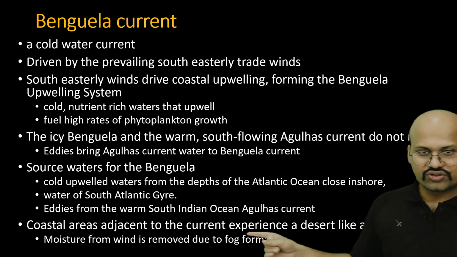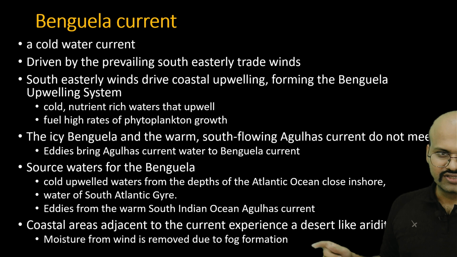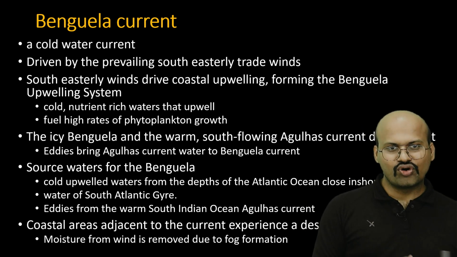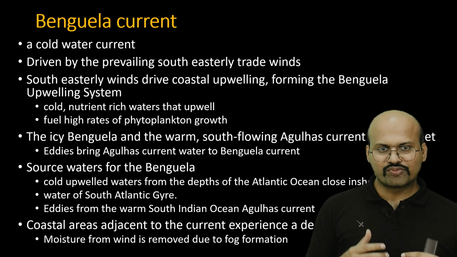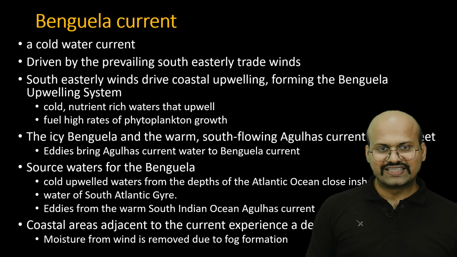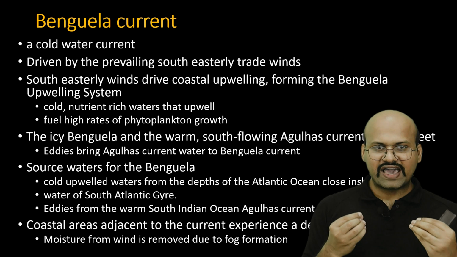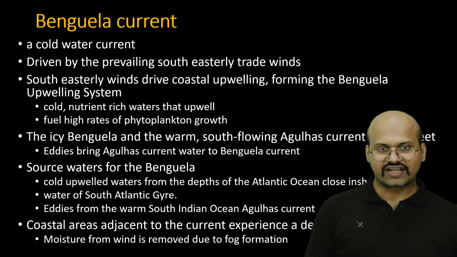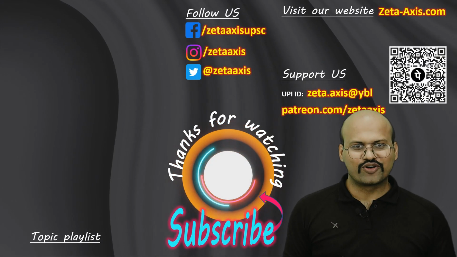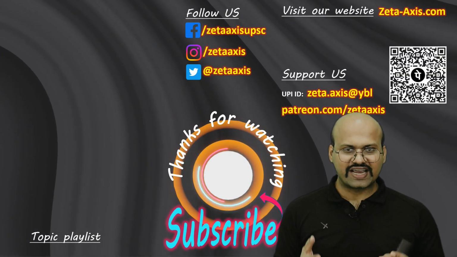Coastal areas adjacent to the current experience a desert-like situation. So basically, because it is a cold current, the winds which blow over these cold currents lose their moisture in the form of fog. And when they reach the land area, there is no moisture in those winds. And therefore, these areas have an arid-like situation. And therefore, we see that the Kalahari Desert, which is located in South Africa, is formed because of the effect of this Benguela current. I hope I was able to explain the ocean currents in the Atlantic region.